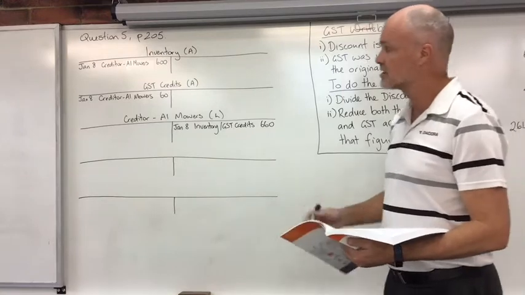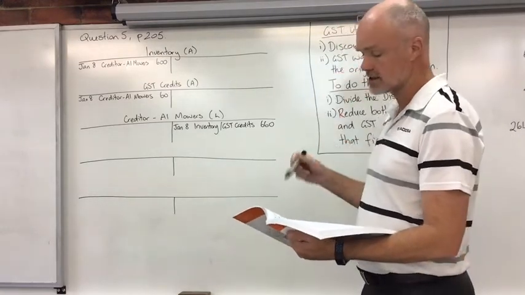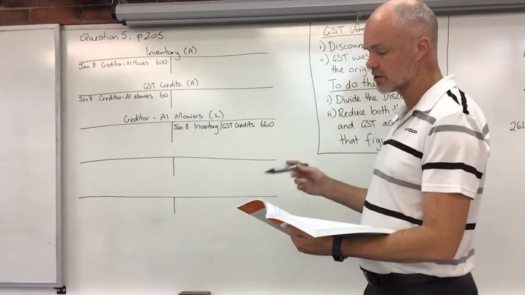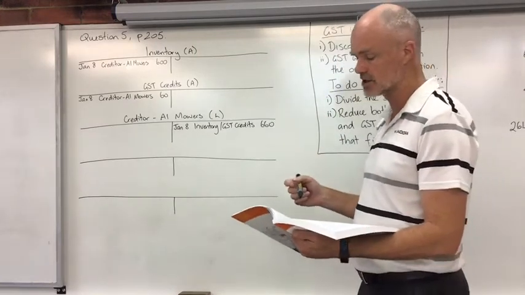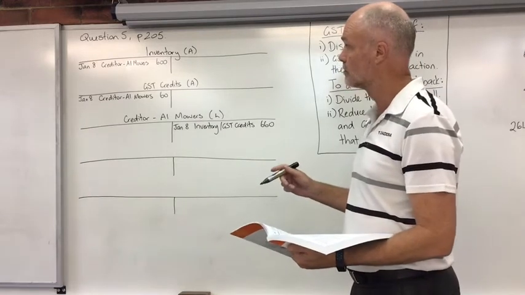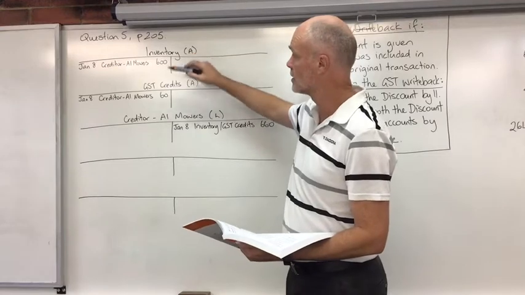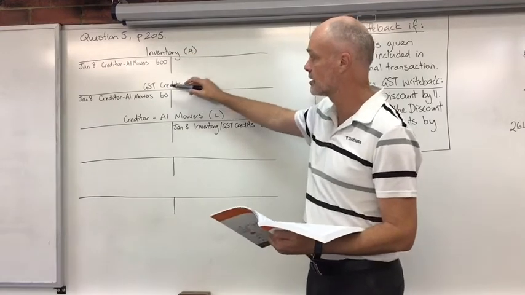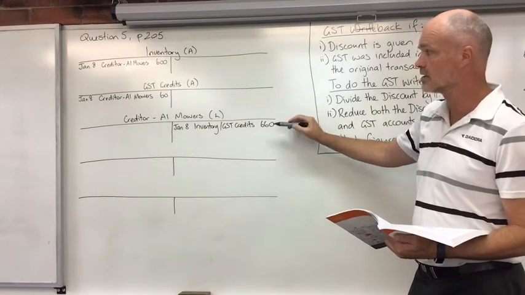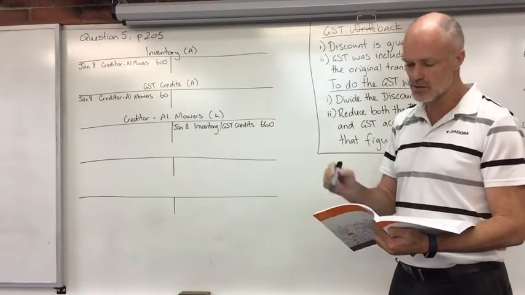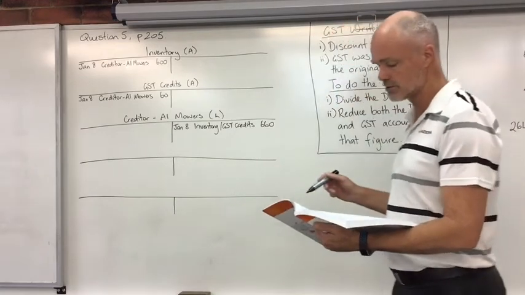So I've already made a start because the first transaction is us purchasing some inventory, looking at the actual source document that's provided to us from A1 Mowers. So we've purchased $600 worth of inventory, $60 GST credits, and it was purchased on credit, so we now owe the creditor $660. So that happened on January the 8th from the source document that was provided.